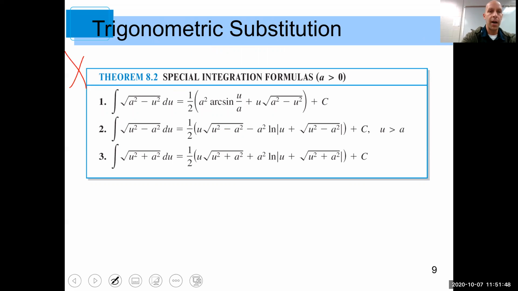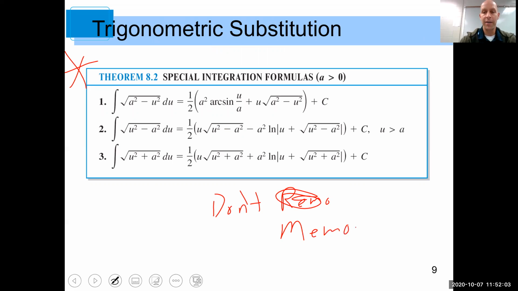I'm going to skip this slide. I'm going to tell you, first of all, you do not need to memorize. You can use it for reference. I just spelled memorize wrong. I spelled remote. Memorize. You do not have to memorize this.